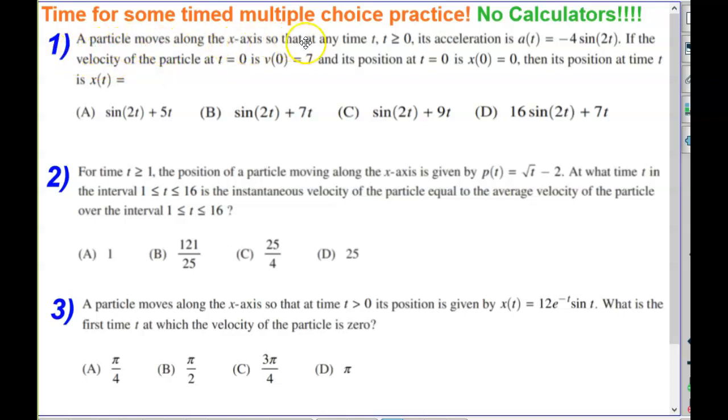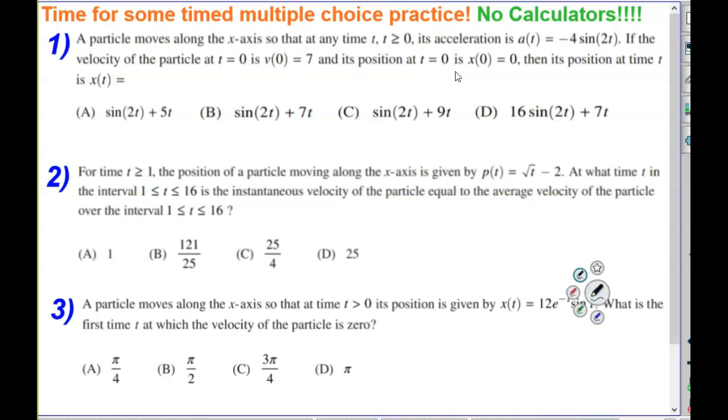A particle moves along the x-axis so that at any time t, when t is greater than 0, the acceleration is given here. So we know acceleration. If the velocity of the particle at time 0, v of 0, is 7, and the position at t equals 0 is 0, then the position at time t is what? So they're asking me to find the position equation, and I know the acceleration with given points. What are we doing here overall? Antiderivative, right? We're going to undo acceleration twice.